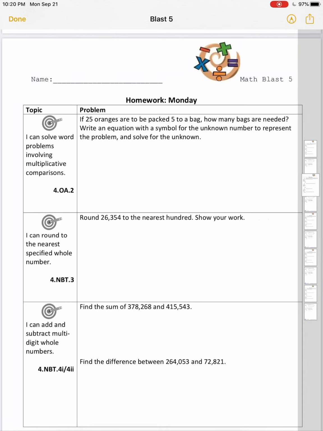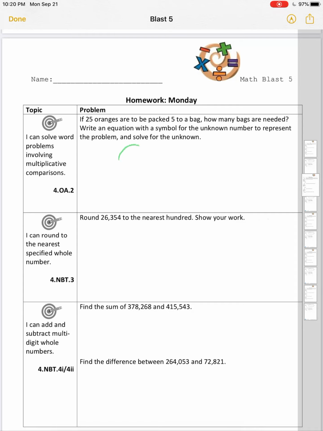Math Blast 5. I can solve word problems involving multiplicative comparisons. If 25 oranges are to be packed 5 to a bag, how many bags are needed? Write an equation with a symbol for the unknown number to represent the problem and solve for the unknown.